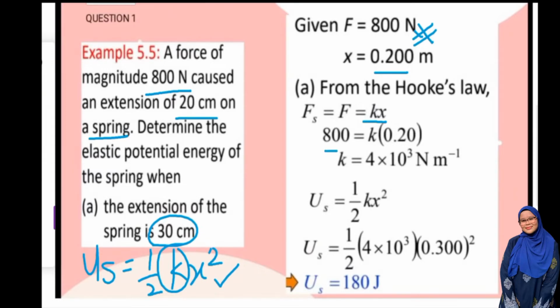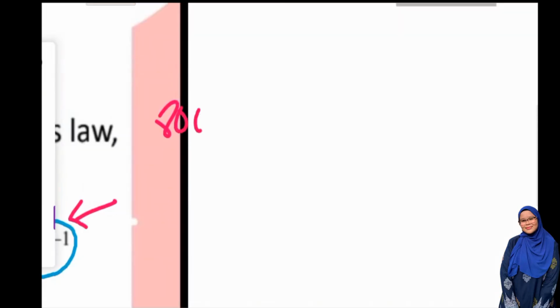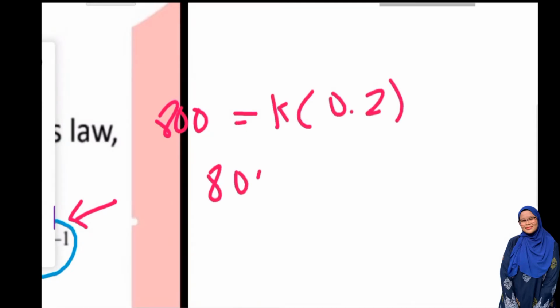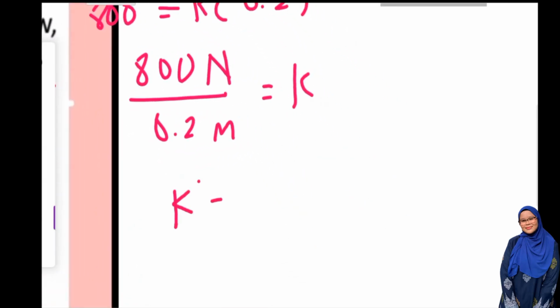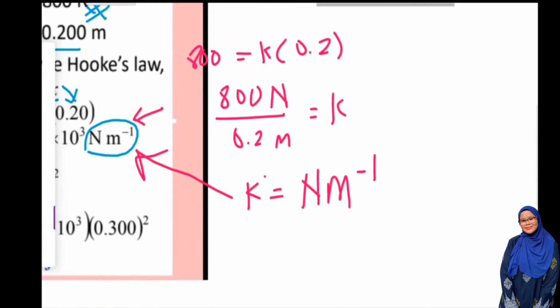So force is 800 Newton and x is 0.2. So we get k is equal to 4 times 10 to the power of 3. So this is the unit. Okay, don't forget the unit, Newton per meter. 800 equal to k times 0.2. Okay, so 800 is Newton and 0.2 is meter. So we get k is equal to Newton per meter, like that.